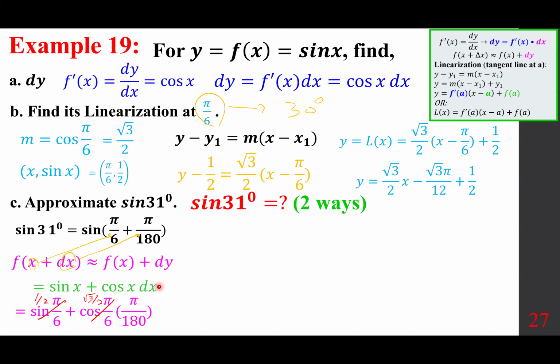And pi over 180 means 3.14159, and it continues indefinitely, divided by 180, multiplied by square root of 3 over 2, added to 1/2, you get 0.5151. I used only 4 decimals. Probably have to even use more, but that's one way to approximate it.